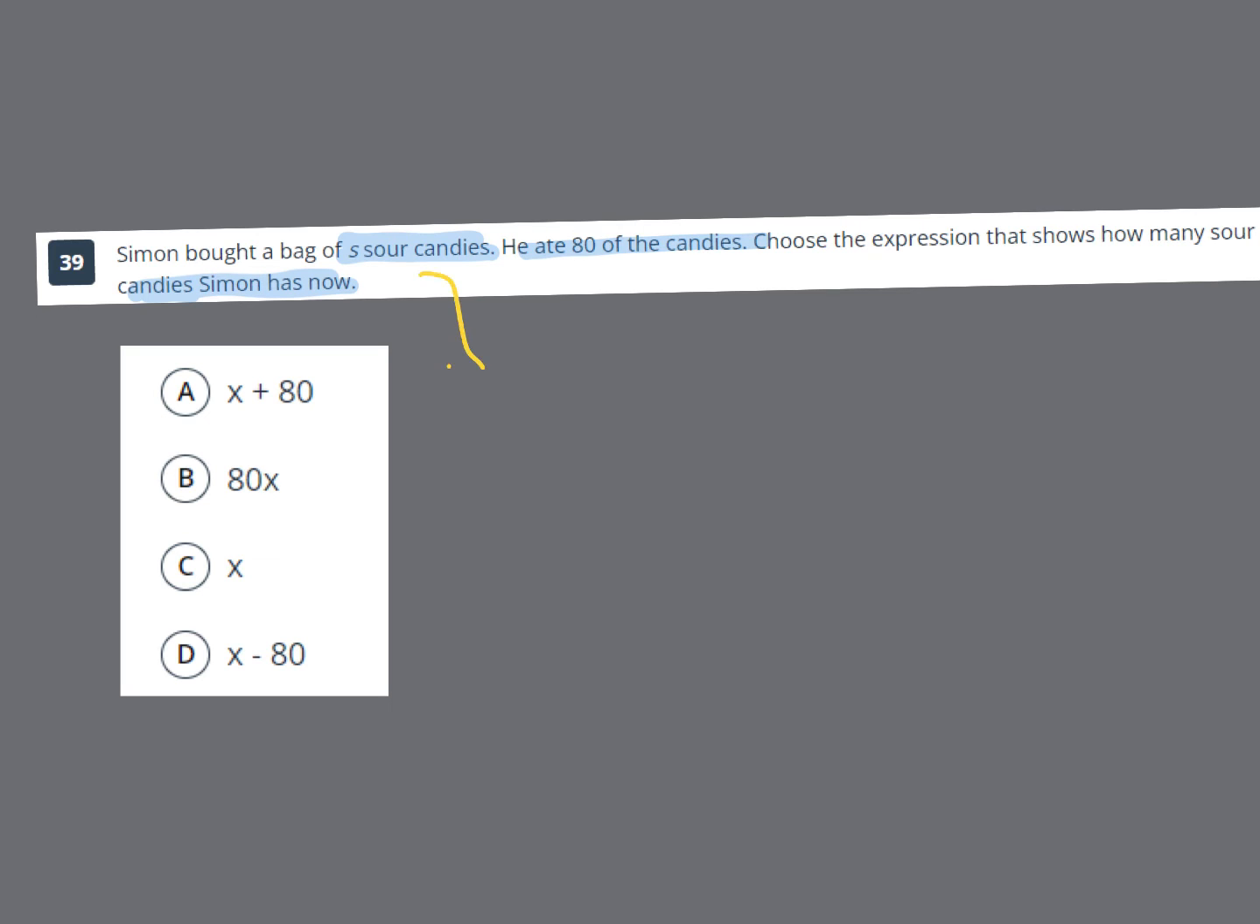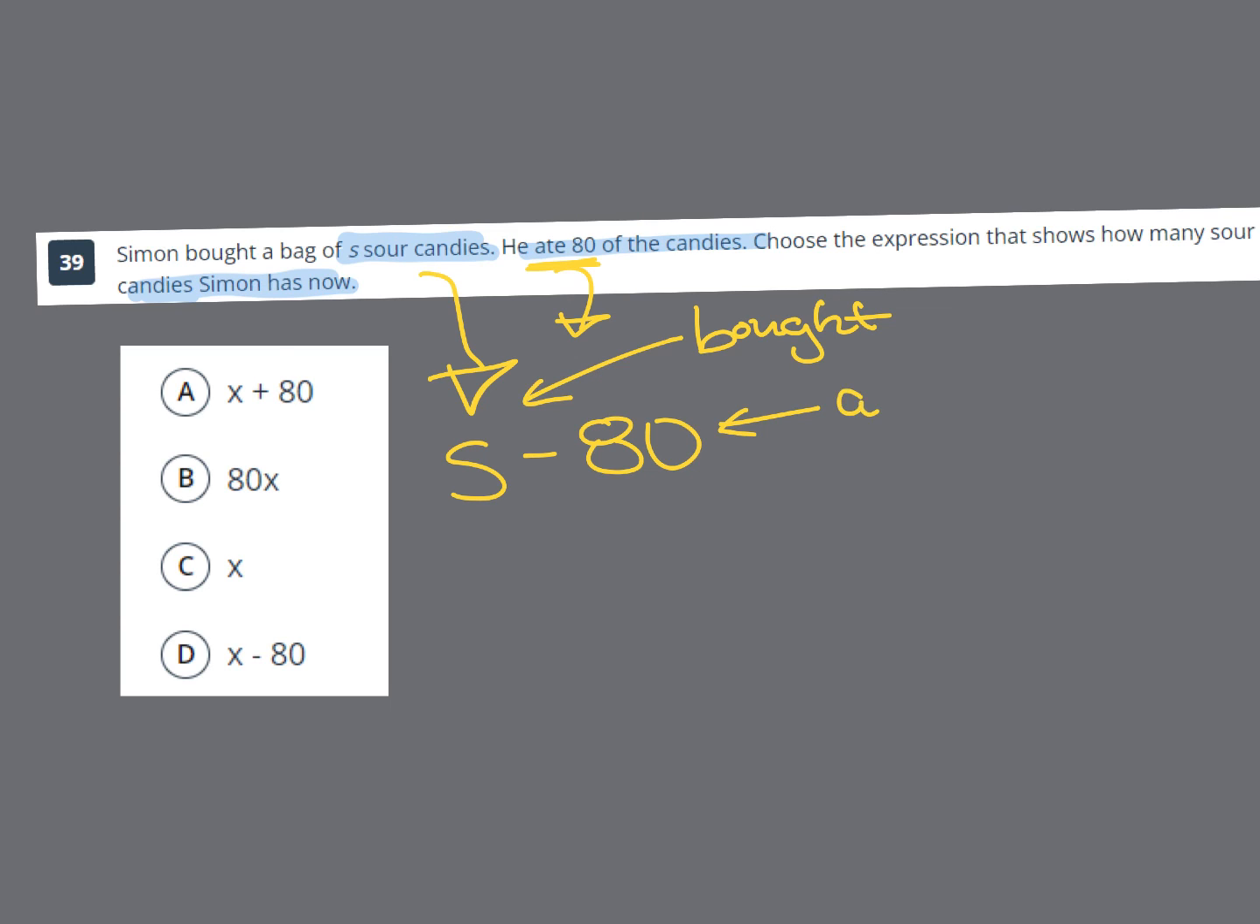So S is how many he bought. S candies. And then he ate. If he ate them, he's taking them away. So S minus 80. How many sour candies he has now? So I think that's what we got here, because he started with S. He ate 80 of them. But of course we have X, so it's X minus 80. Do we have that? Yes, we do. There it is. D is our answer.